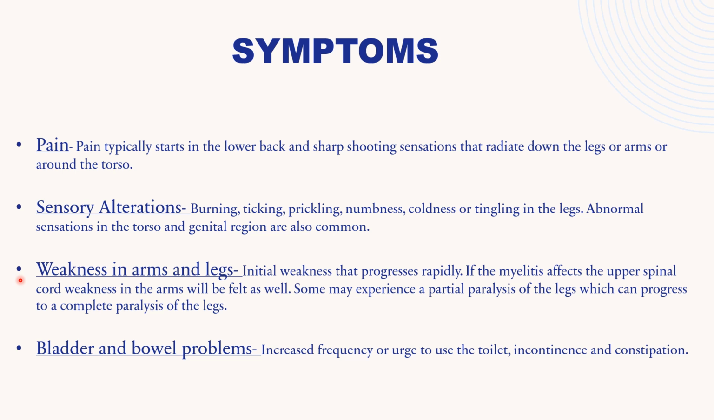Another symptom is weakness in arms and legs. This is usually an initial symptom and can progress rapidly. As I said earlier, if the myelitis affects the upper spinal cord, then weakness in the arms will be felt as well. Some may experience a partial paralysis of the legs, which can progress to a complete paralysis of the legs. And lastly, bladder and bowel control, so an increased frequency or urge to use the toilet, incontinence, and constipation are some of the main symptoms.